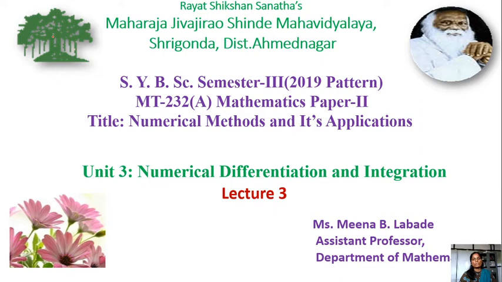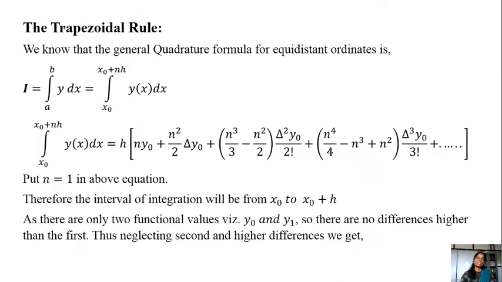In the previous lecture we have seen the general quadrature formula for equidistant ordinates. Now in this lecture we are going to derive integration formulae with the help of the general quadrature formula. So the very first integration rule is the trapezoidal rule.